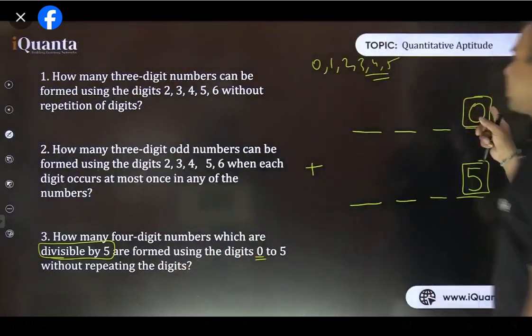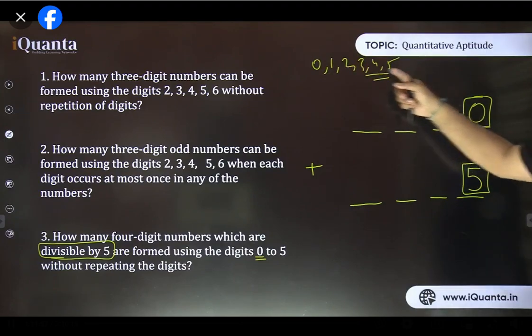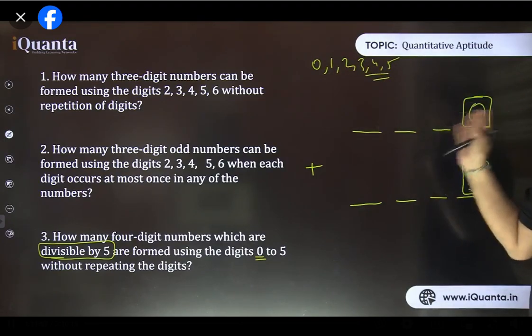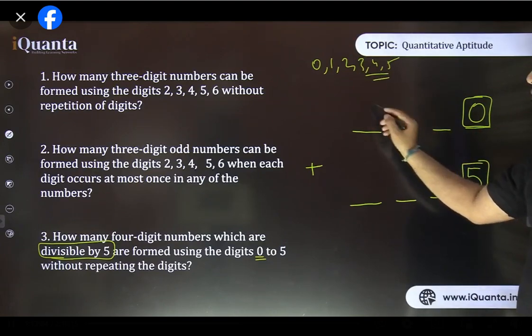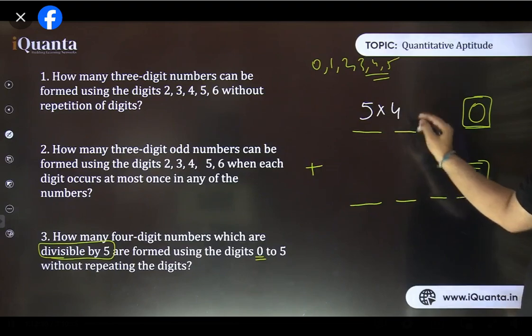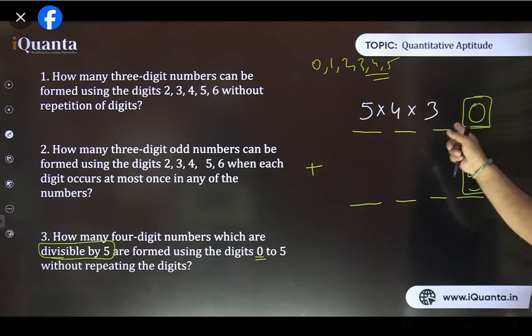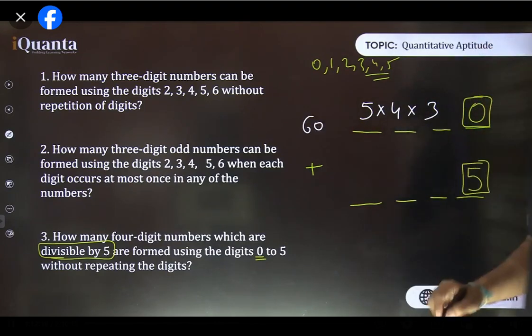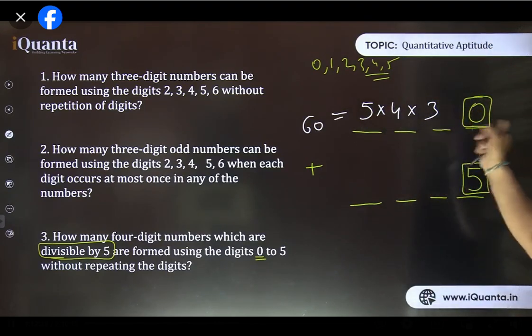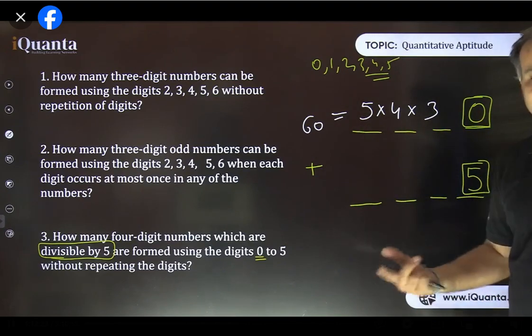So if this last place is 0, so 0 is already used. Now I'm left with 5 digits, right? And now there is no constraint because 0 is already being used. So among the 5 digits, in how many ways can we fill this place? 5, then next 4, and then next 3. So 5 into 4 into 3. How much is it? 5 4 is 20, 20 times 3 is 60. So for this particular case, when the last digit of the number is 0, there are exactly 60 such numbers.